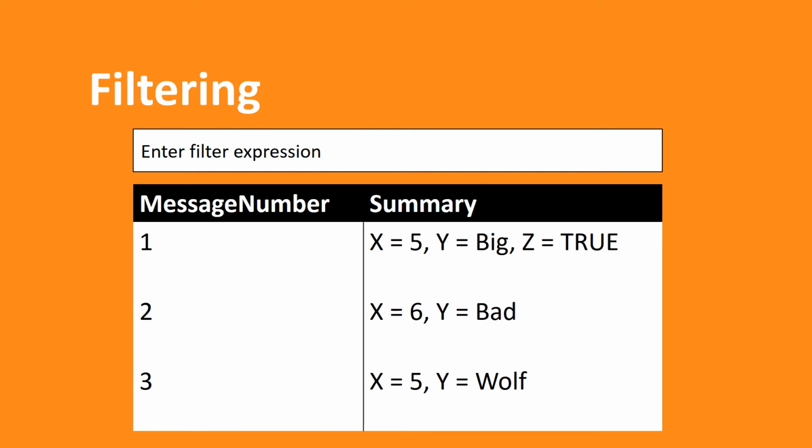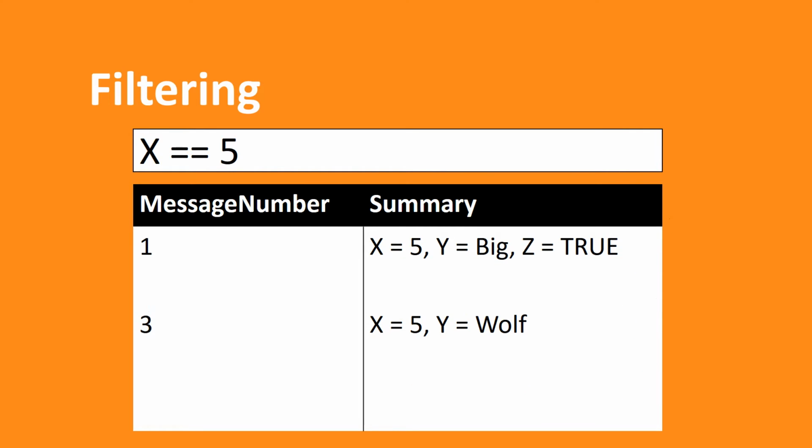Filtering is a primary tool in Message Analyzer for removing noise and zeroing in on important information. It's typed in as an expression, which is evaluated for each message. If the expression is true, the message is displayed. If it is false, the message is hidden. After applying the filter, only the messages that pass the filter remain.